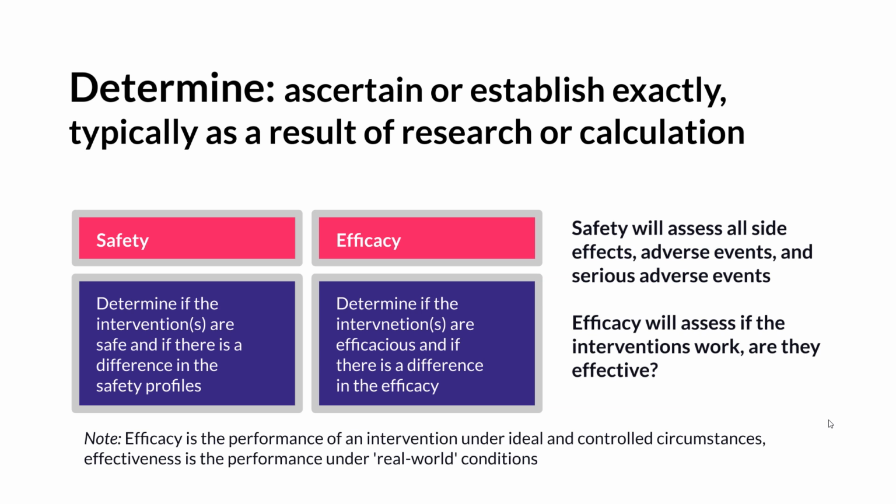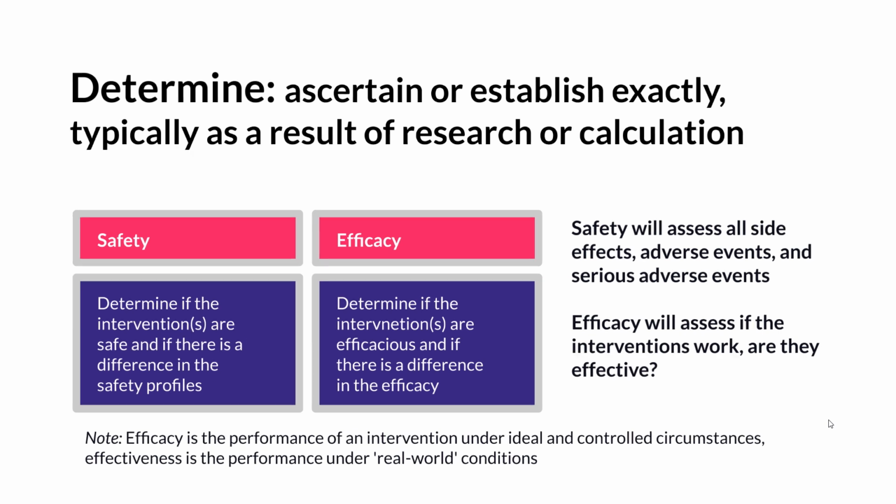And that's where you get into secondary analyses, some off-label use, and potentially using this information from this trial to field another trial. So we want to estimate and we want to determine. We want to estimate magnitude and we want to estimate differences. We want to determine the safety and we want to determine the efficacy. Those are the simple goals of our clinical trial.